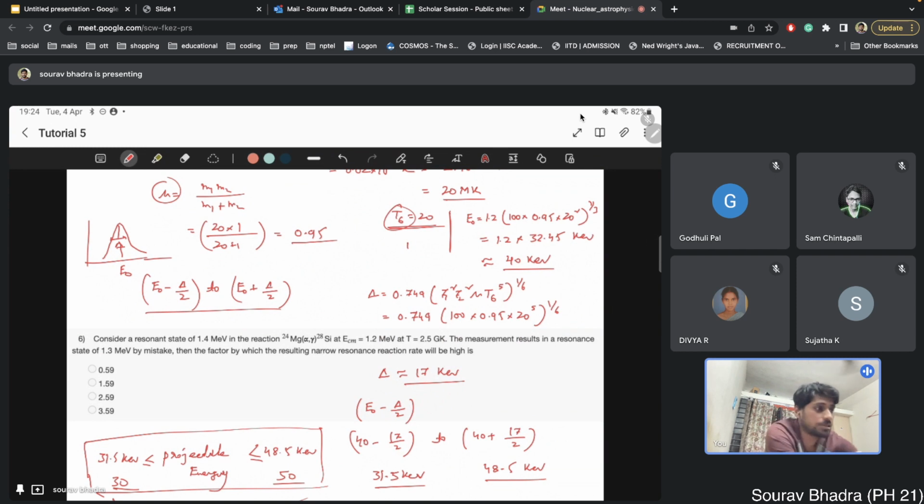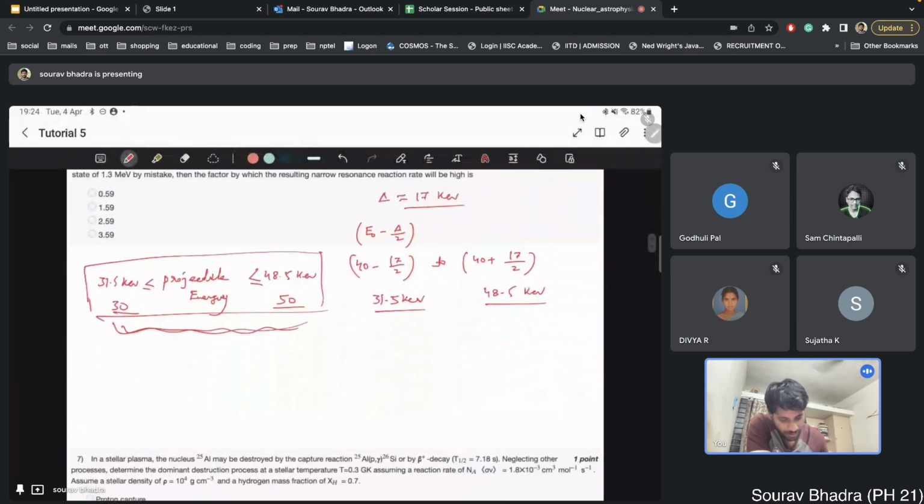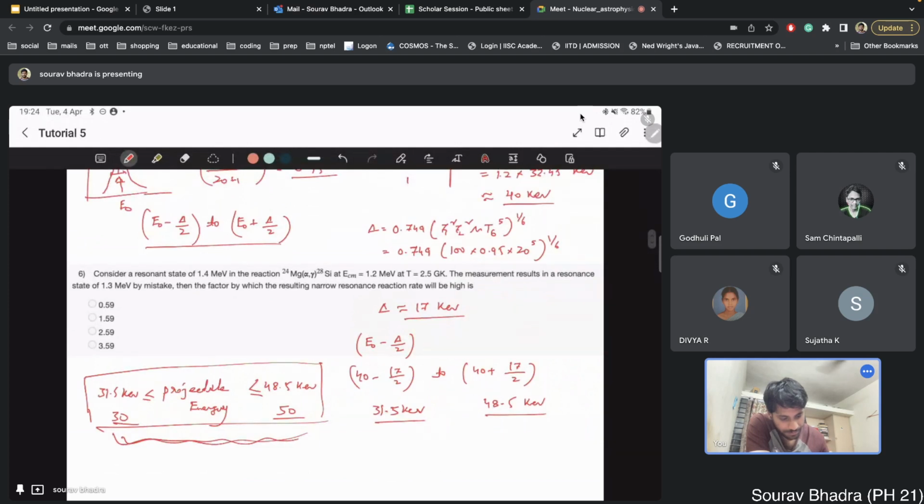Now this was the 5th problem, and the 6th problem is also a good problem. So I am erasing this particular thing, because I don't have space.